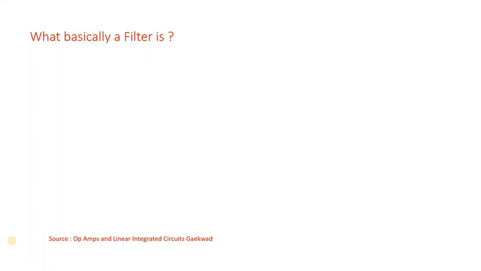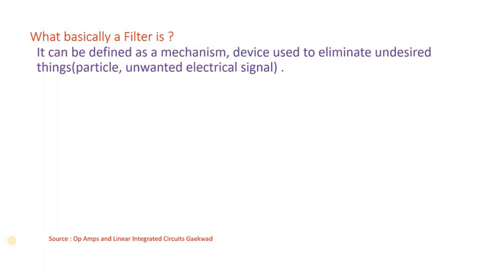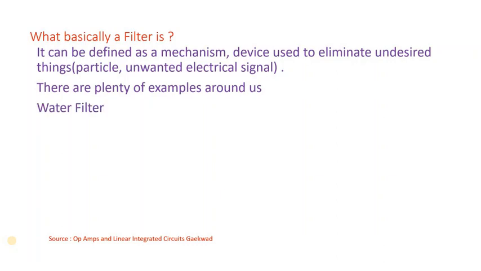So what basically is a filter? All of you are aware of the word filter. Filter is removal of unwanted things from the desired things. So it can be defined as a mechanism or a device used to eliminate undesired things, maybe particles, maybe unwanted electrical signal. There are plenty of examples around us.